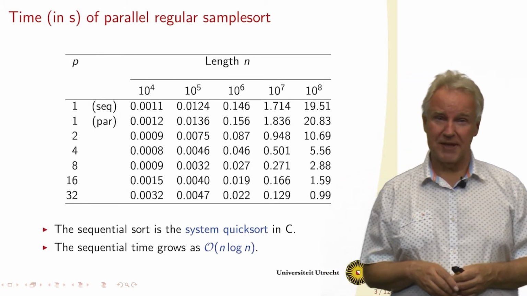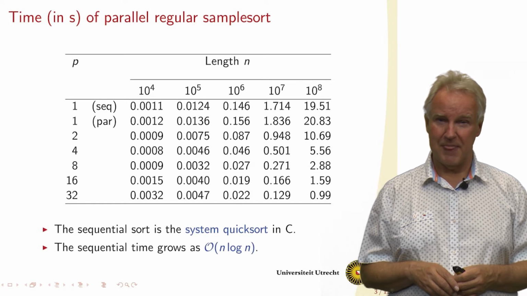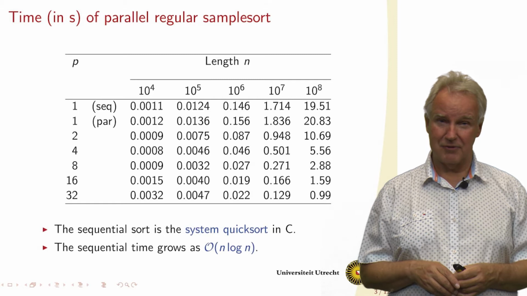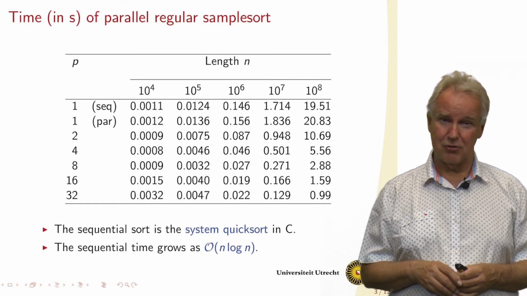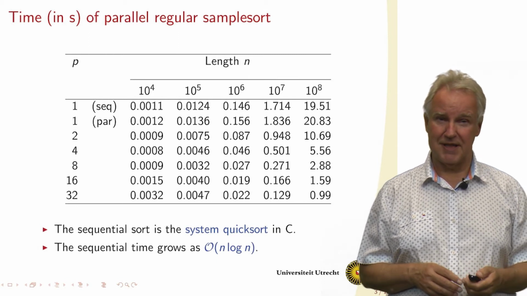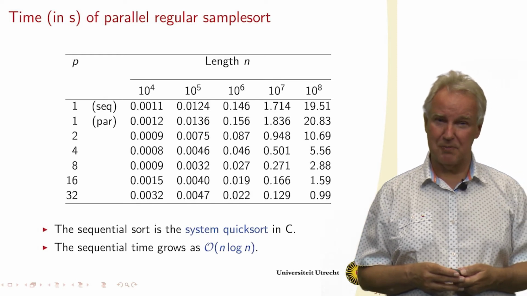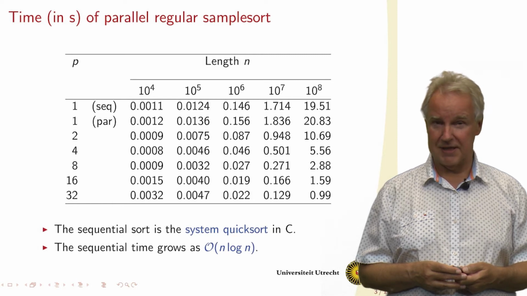The results that we get, on the first row you see the results of the sequential program, and the time, each time we multiply the length of the array by 10, and you see that the time needed grows a little bit more than 10, which fits with the n log n behavior that was predicted. For example, from 10 to the power 7 to 10 to the power 8, we move from 1.7 seconds to 19.5 seconds.